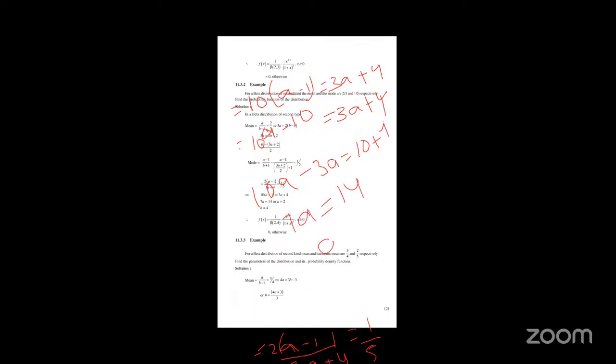So a is equals to what? a is equals to 2. a is equals to 2. So now you got the a value. What you need to do? You need to find out the b value now. So how we will find out? We will substitute that value here, in equation 1, or else in the mean also you can substitute. So a minus 1 by b plus 1 equals to 1 by 5.